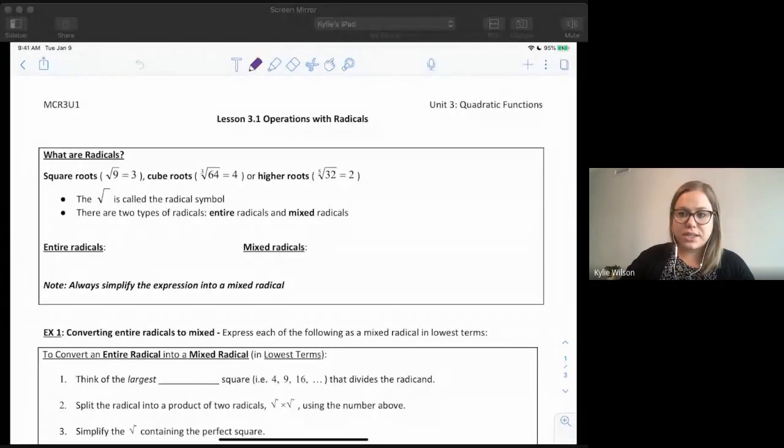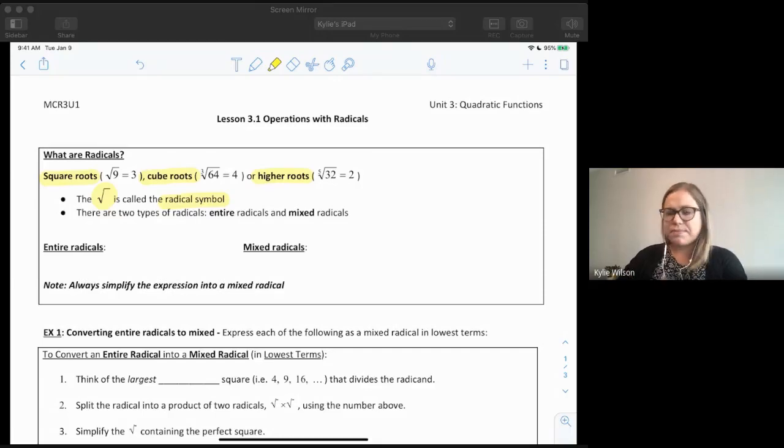So to start, let's go over the definition of a radical. So what is a radical? So basically a square root, or a cube root, or any root is a radical. So that funny, what we would always kind of call a square root sign, is actually called the radical symbol.